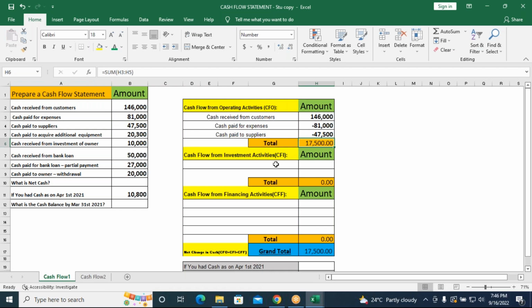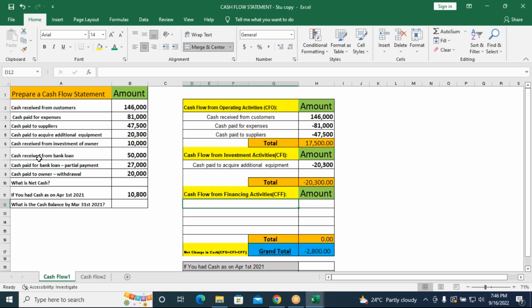Now investment activity. Next, cash paid to acquire additional equipment. Additional equipment is an investment that I am making, meaning I am purchasing some equipment for my business. So I'll put it here under investment activity, and this amount I am spending in order to buy the equipment, so that will be minus. Okay. So next, financial activities.